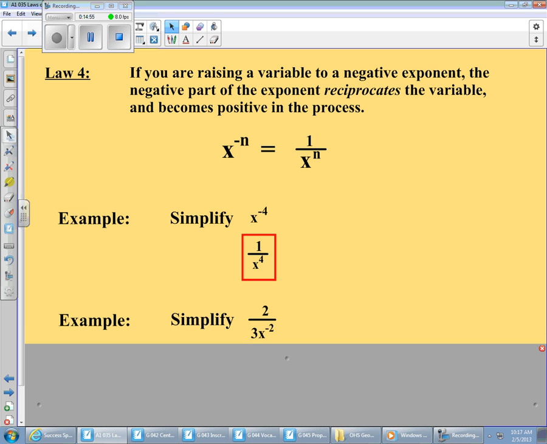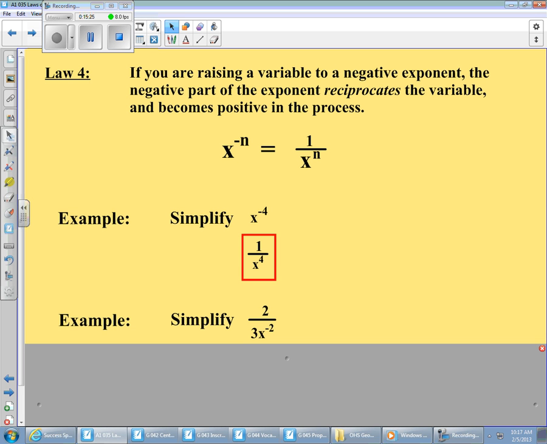Well, here's one that's got a little bit of extra clutter in it. We've got 2 over 3x to the negative 2. Okay. Well, the negative exponent on that x is telling us that x is not in the right place. So we're going to have to move the x. Now, before we start throwing things all over the place and flipping things upside down, let's look at this one particular term at a time.